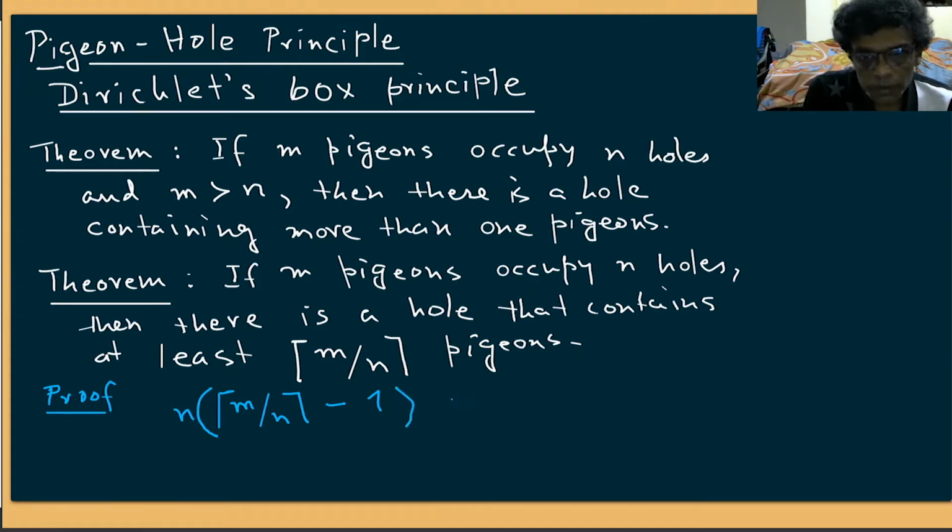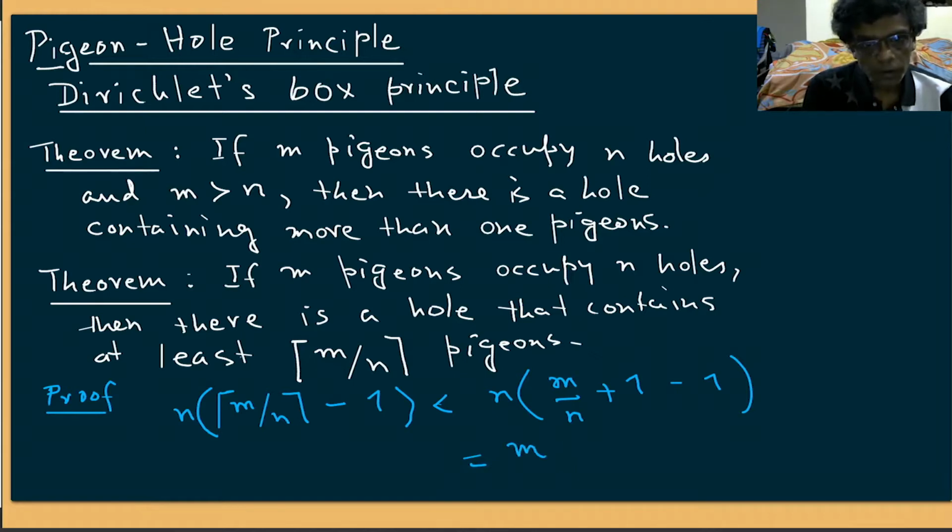But now I use a property of the ceiling function: the ceiling of m by n cannot be bigger than this quantity. In fact, it's smaller than m by n plus 1, and then minus 1, which is equal to m. So, if all holes contain less than these many pigeons, then the total number of pigeons is less than m, which is a direct contradiction, and therefore this theorem is valid.